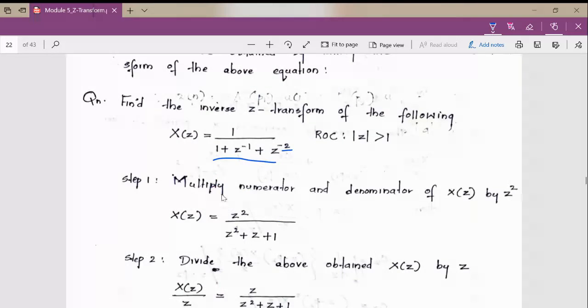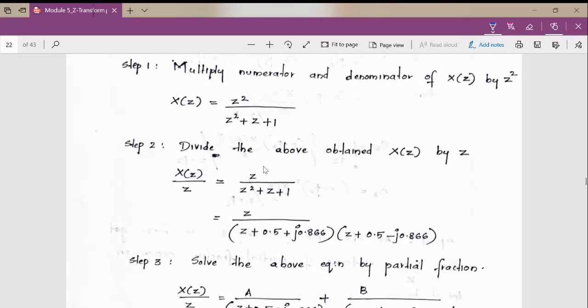So we have to multiply the numerator and denominator of X of Z by Z square. So X of Z becomes Z square divided by Z square plus Z plus 1. Z raised to minus 2 into Z raised to plus 2 will become 1. Next step, we have to divide the equation X of Z by Z.